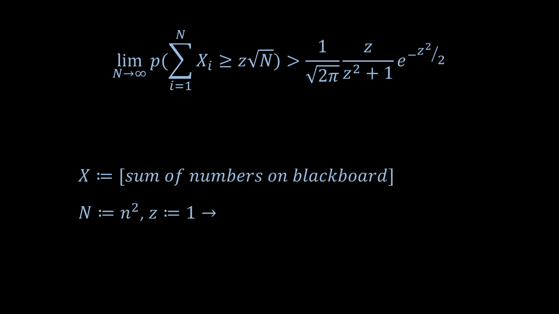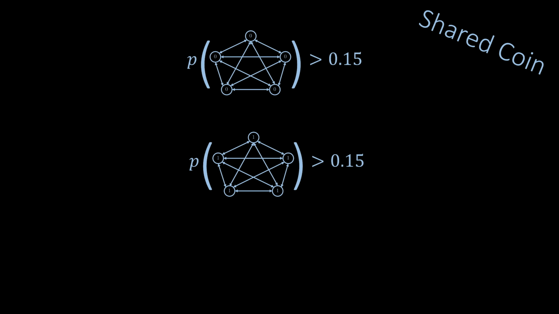If we set capital N to n squared and z to 1, we get that the probability that the sum of values on the blackboard is at least n or at most -n is more than 15% after n squared random numbers have been written to the blackboard. In either case, all nodes will see the same outcome because at most n-1 additional numbers are written to the blackboard, which is not enough to change the outcome. So, we can conclude that the probability that all nodes get a 0 or 1 is both greater than 15%, which means that it is a valid shared coin algorithm.